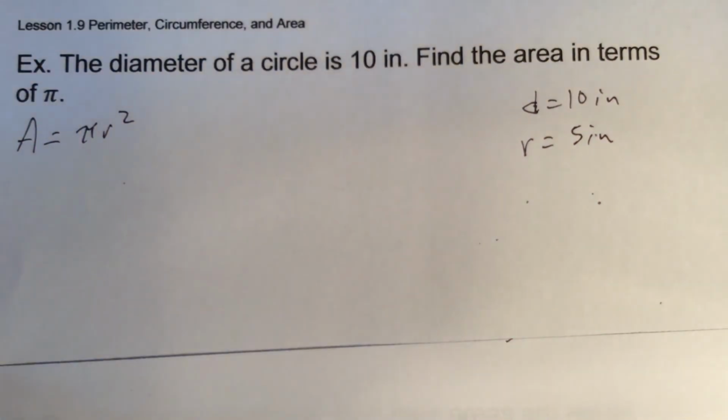So keep that in mind. There's always 2 radiuses for 1 diameter. So double the radius gives you diameter. Cutting the diameter in half gives you the radius.